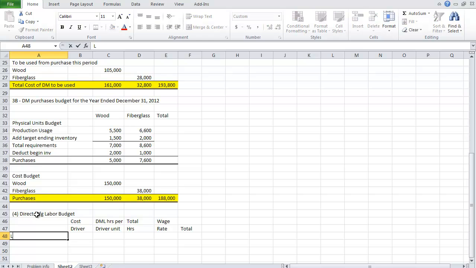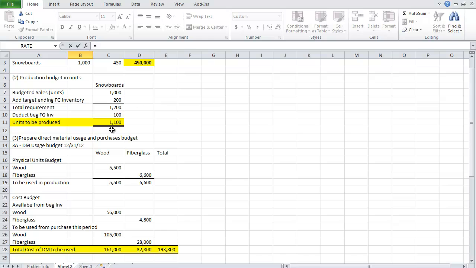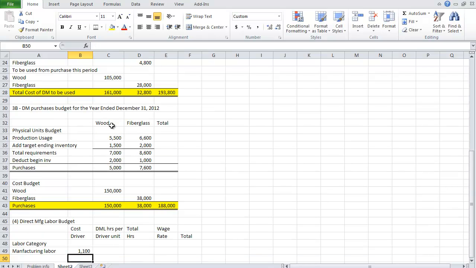Alright, so let's call this the labor category. So this is manufacturing. So our cost driver in this case is, I think we have this on our schedule up here. We have 1,100 as the cost driver because that's the units.